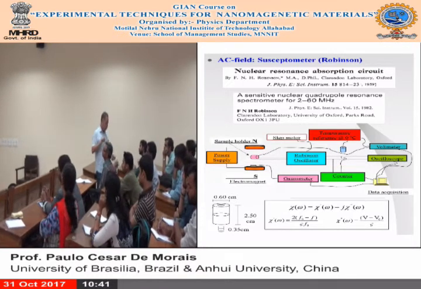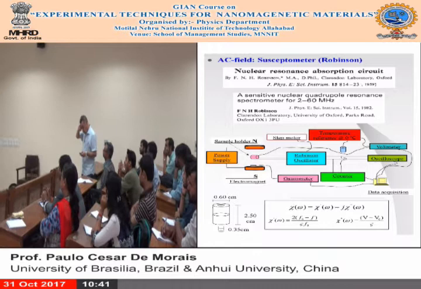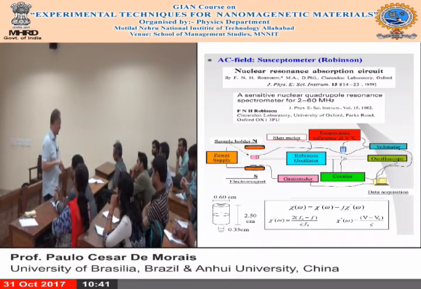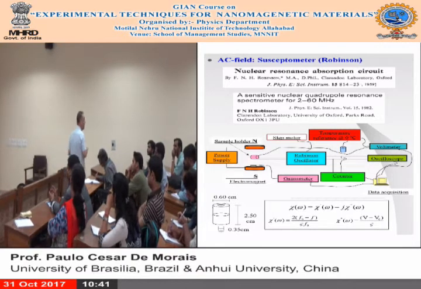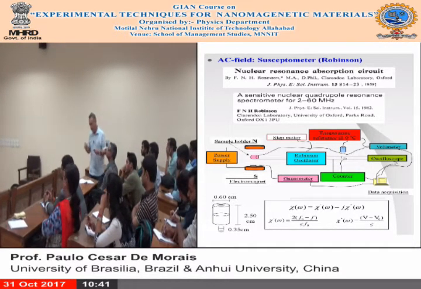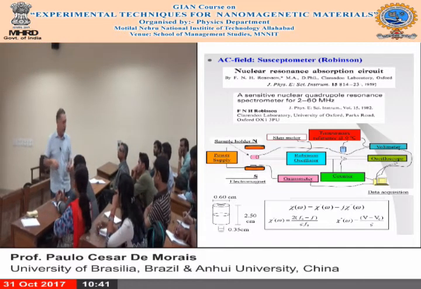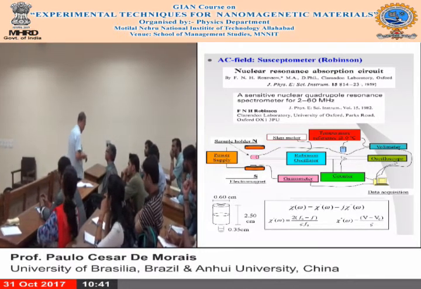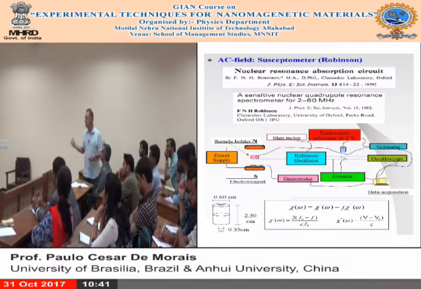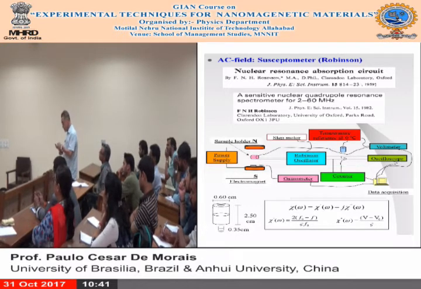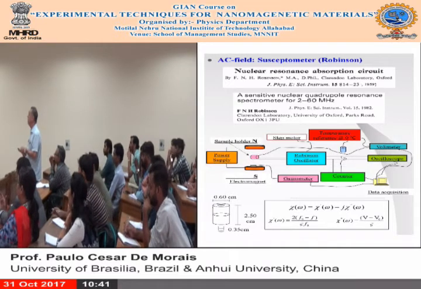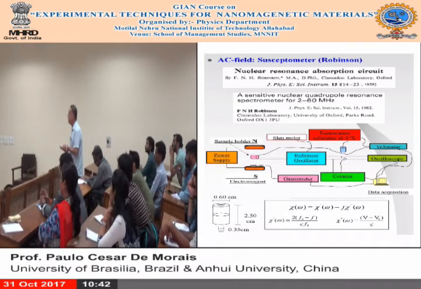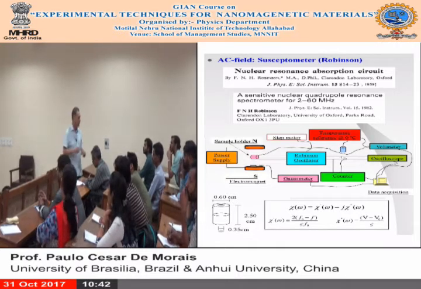And this one was developed by Robinson, in Oxford. This man was a technician. He worked for many years in Oxford, in the Clarendon lab, actually. And he worked for important guys, the guys who discovered the electron paramagnetic resonance, like Professor Bleaney. So he was a technician of Professor Bleaney, actually. So Robinson visited us in Brazil a few times. So he was in the Clarendon lab in Oxford. So he proposed a system to measure susceptibility, AC susceptibility.